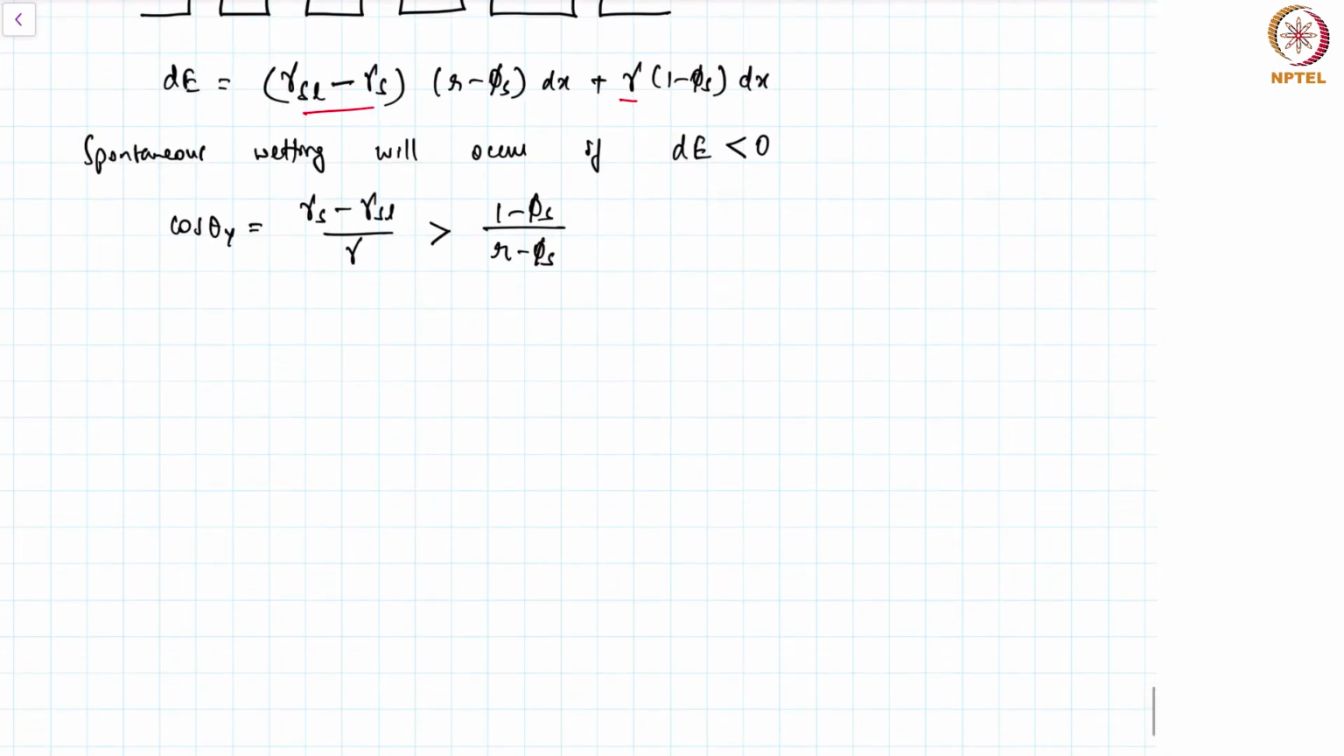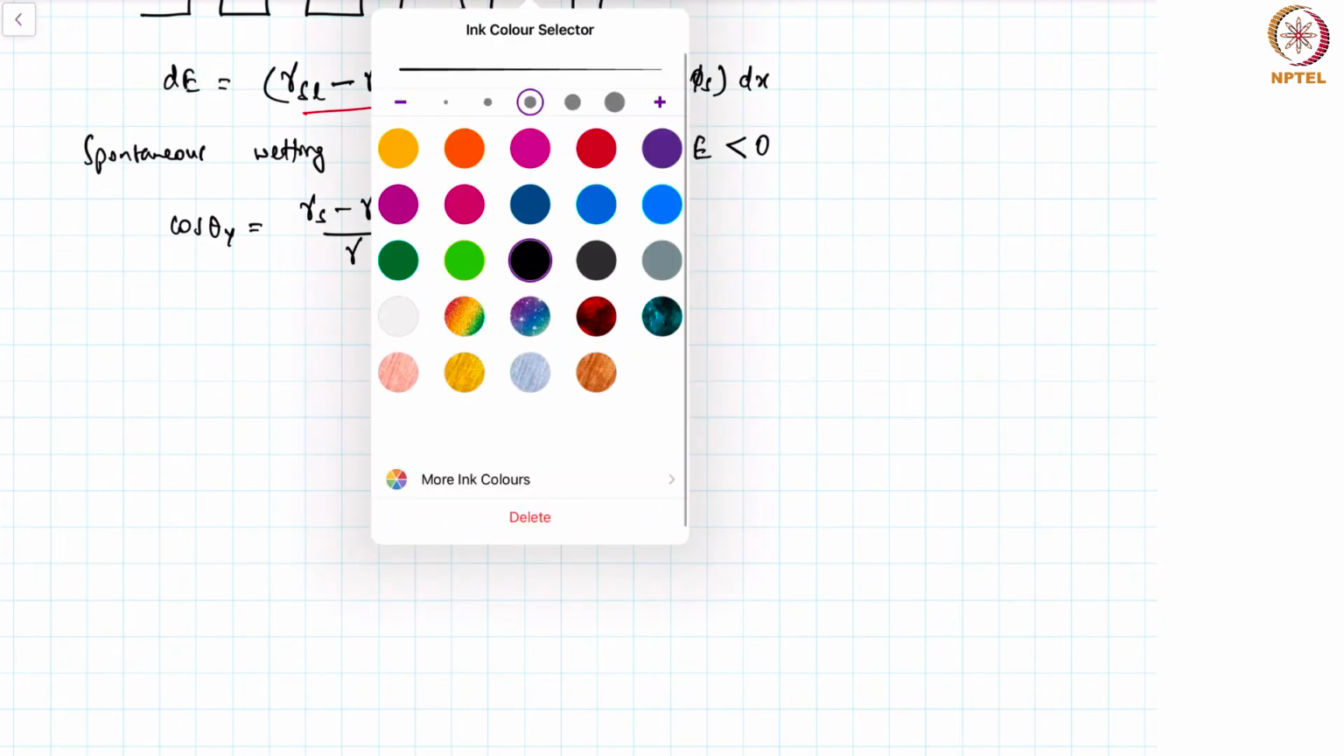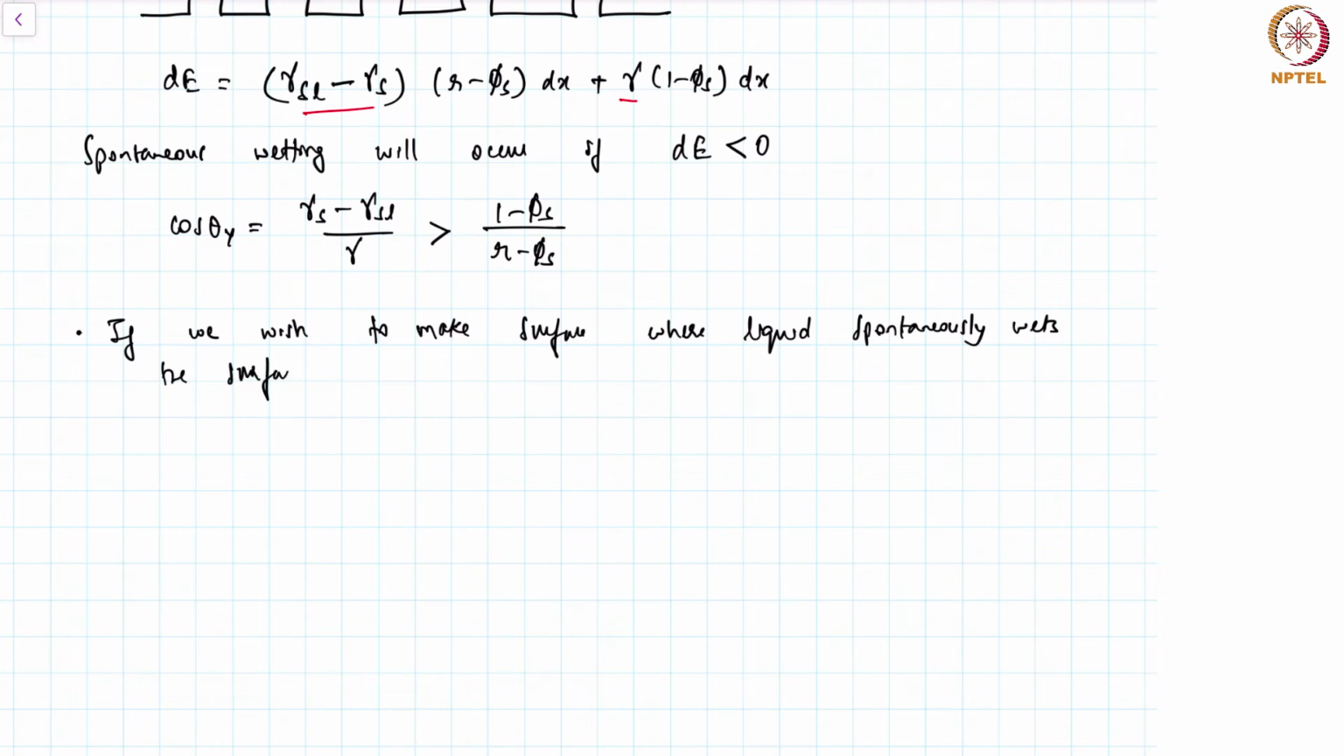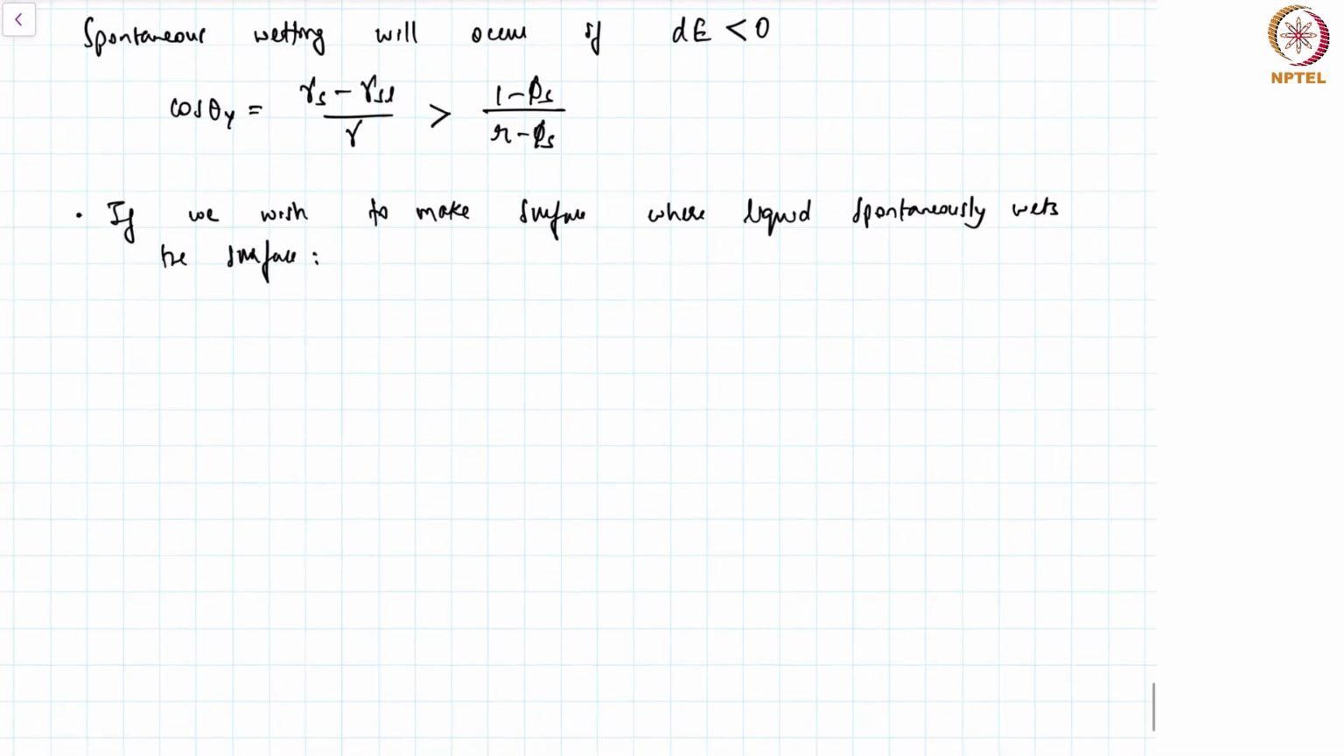Now what one can do is, if we wish to make surfaces where liquid spontaneously wets the surface, then we have control on three parameters.